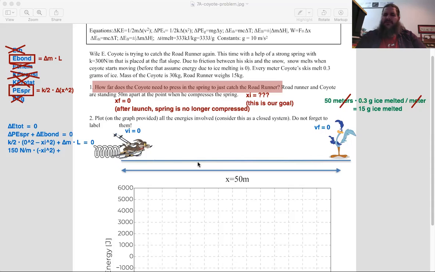Also, in terms of positive versus negative, we're changing 15 grams of ice into 15 grams of liquid water. And generally for the indicator, we use the mass of the higher energy state. Would you say ice or liquid water is higher energy?